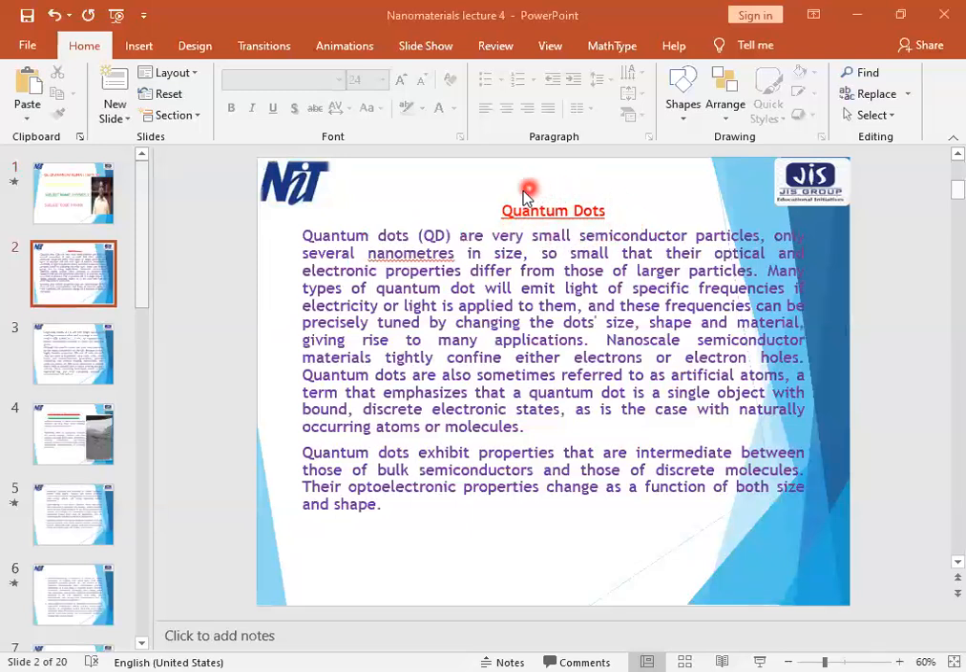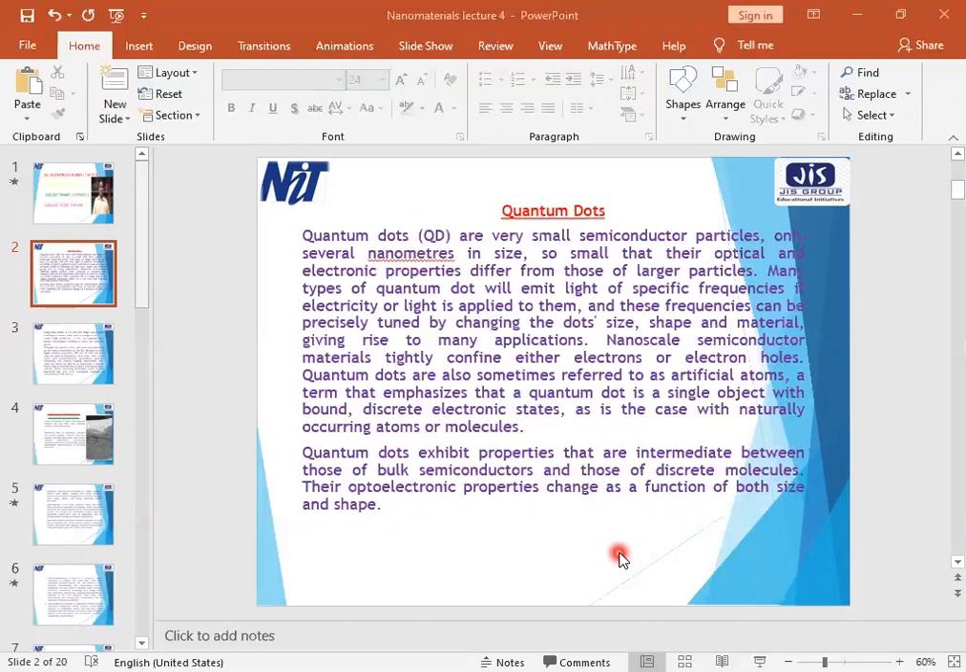So quantum dots, you just recall in the first class I told you that these quantum dots are zero dimensional nanomaterials. That means no dimension of it is in the bulk range. All three dimensions are in the nano range, and because of that its name is given zero dimensional. So quantum dots are very small semiconductor particles, merely some nanometers in size, and their optical and electronic properties differ from other nanomaterials because of this fact.